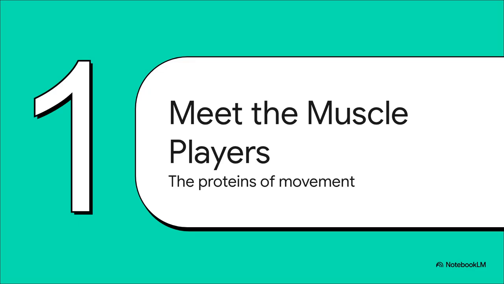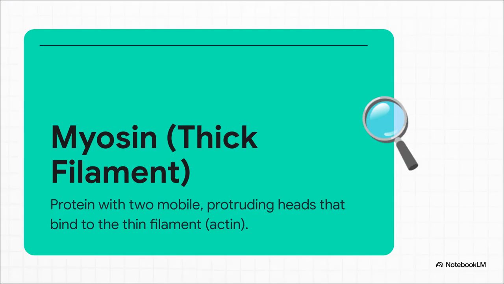Ready? Okay, first things first. Let's introduce our cast of characters. These are the proteins that are, quite literally, the tiny engines of all your movement. First up, we have myosin. This is what we call the thick filament. Now, the most important part of myosin to remember are its 2 little heads that stick out. You can think of these as tiny, microscopic motors, just waiting to grab on and pull.